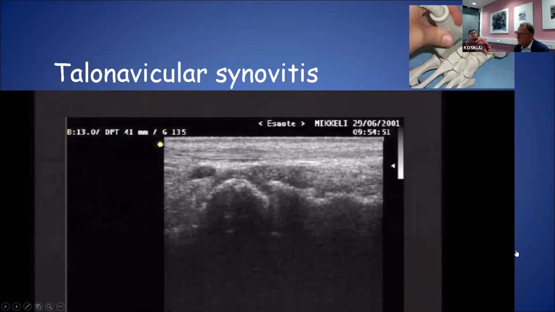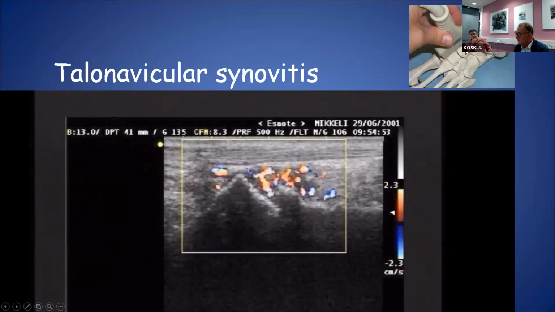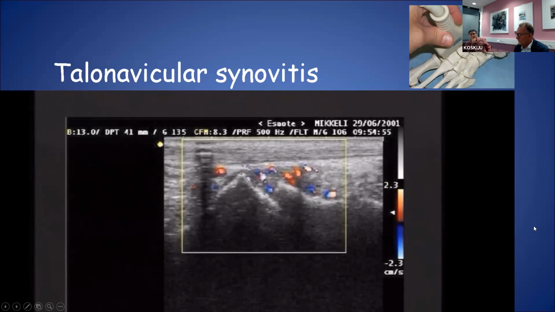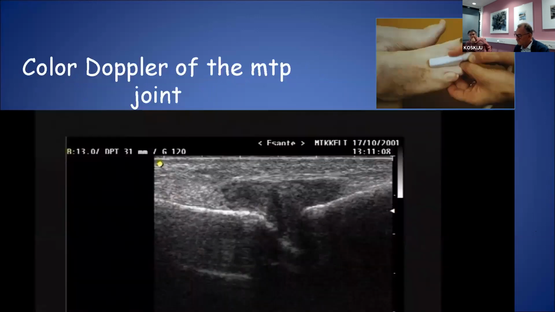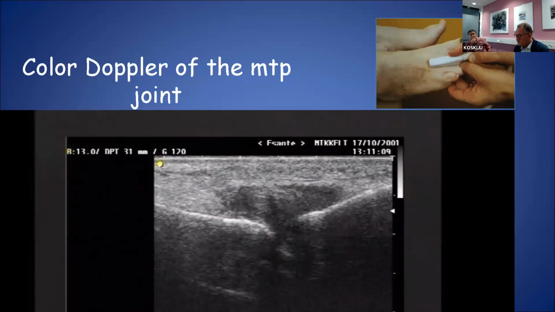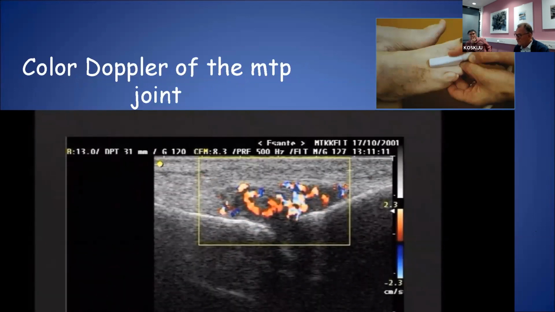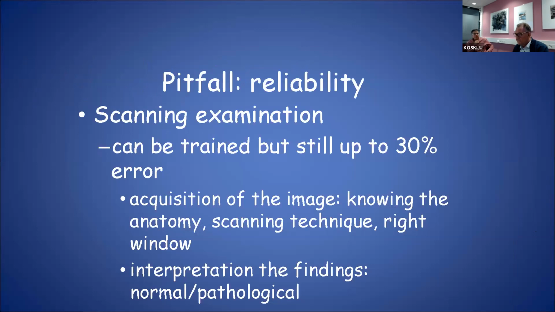Talonavicular synovitis depicted like in the upper panel. And this MTP joint, we already saw that. But everything is not so easy as it looks. We have a reliability problem in ultrasound. It's the same in all imaging methods somehow.